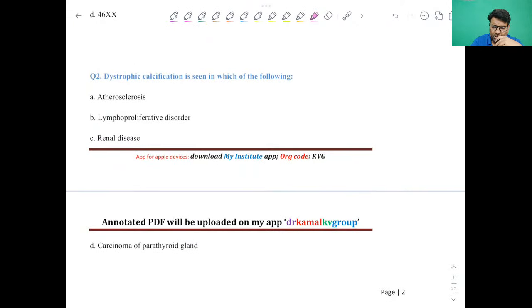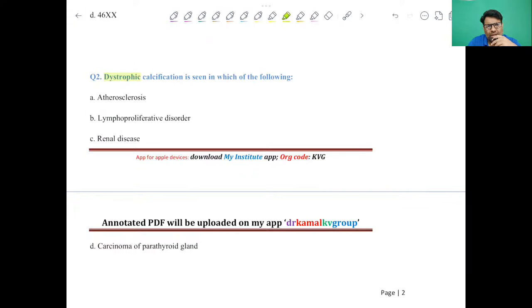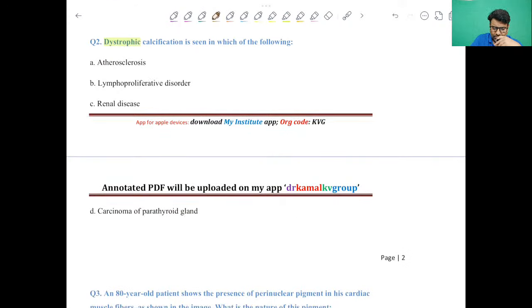And then another question is also from a very common topic, and it has been repeated many number of times, and this is about dystrophic calcification. So in which of the conditions is dystrophic calcification seen? Whenever we talk about dystrophic calcification, I think most of you must be knowing, yes, Varsha, absolutely right. We have to differentiate it from metastatic calcification.